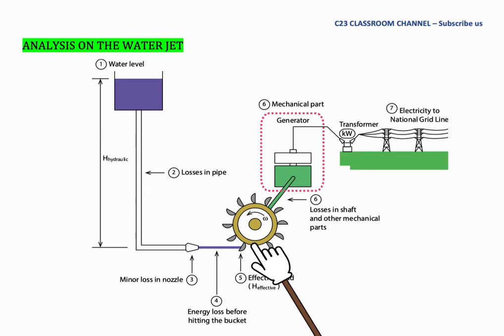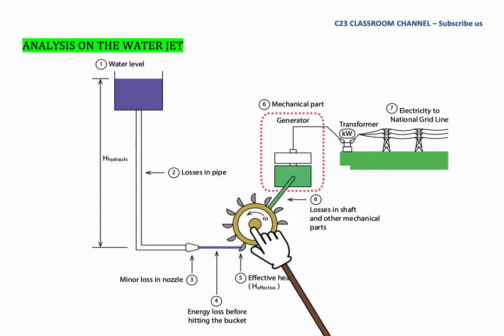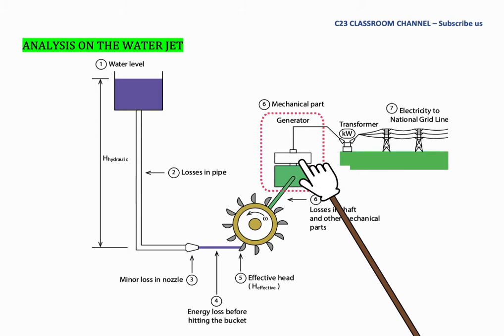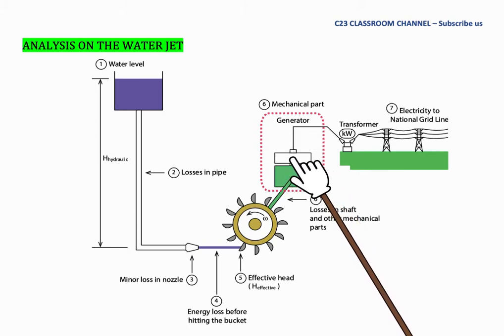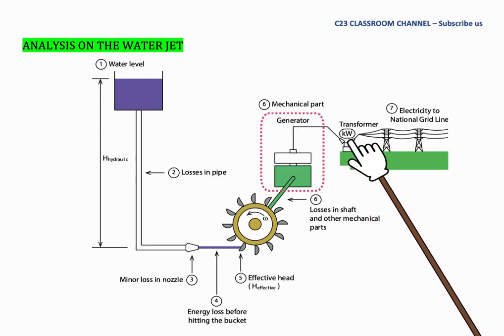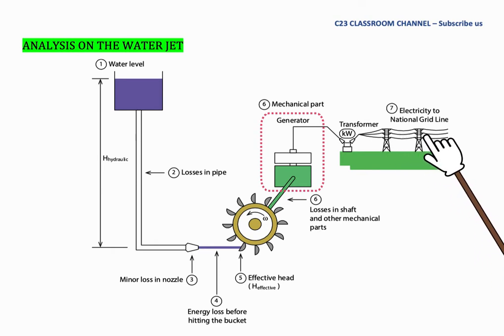The bucket of the Pelton wheel will rotate the wheel, and at the same time the shaft connected to the wheel will rotate the generator, and then we can produce electricity. From here the electricity goes to the transformer, and then the electricity is distributed to the national grid line.